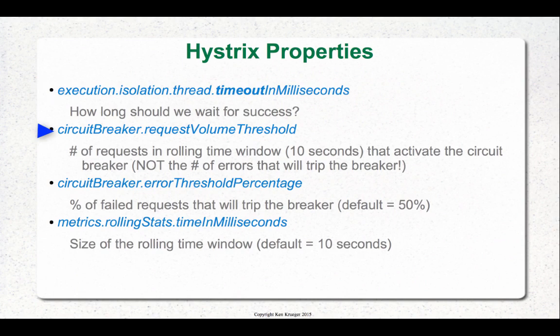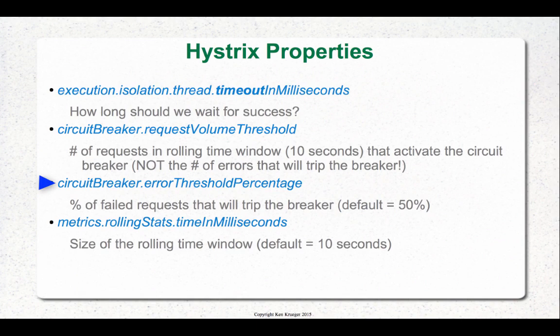The request volume threshold is actually tricky to understand. This is describing the threshold beyond which we want the circuit breaker logic to be active. This is not talking about the number of errors. When I first saw this, I thought it was the number of errors. What it's saying, for example, is that if we have less than 5 transactions within a 10-second period, we might not want the circuit breaker functionality to even be active, even if all 5 fail.